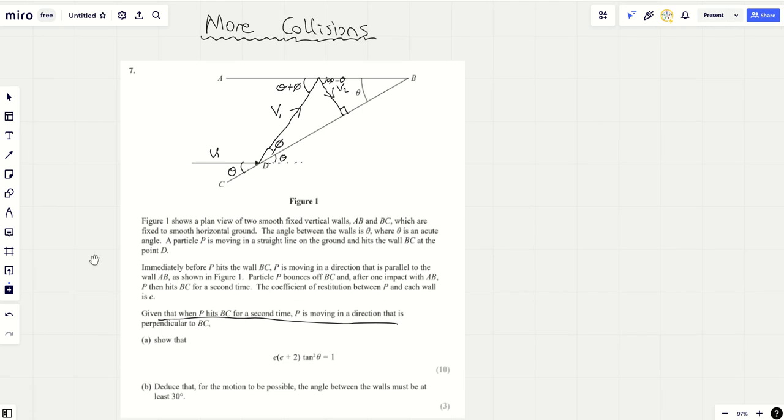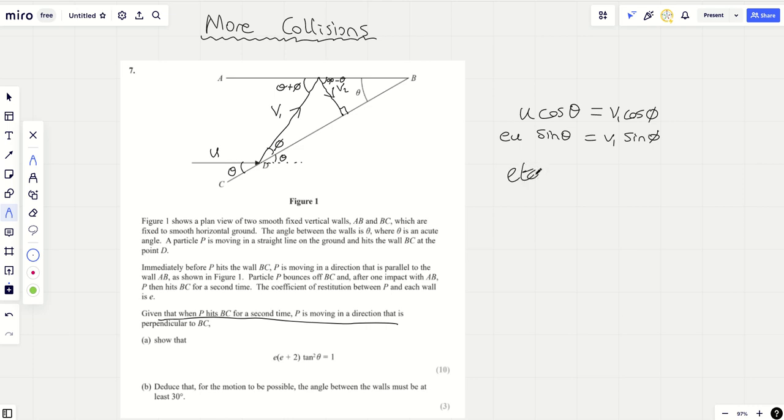This is going to look quite neat, believe me. When I first did it, it didn't take me necessarily that long, but my working was a little bit all over the place, higgledy piggledy. Now, first thing I did though was I wrote down, well, I know that u cos theta is going to be the same as v1 cos phi. And that's just because parallel to the wall, which you're impacting upon, the speeds don't change. So u cos theta equals v1 cos phi, and eu sine theta equals v1 sine phi, just by definition of what e really is. And you're probably more familiar with this formula, e tan theta equals tan phi.